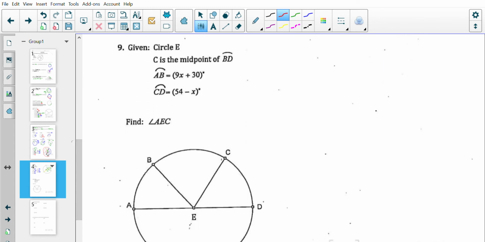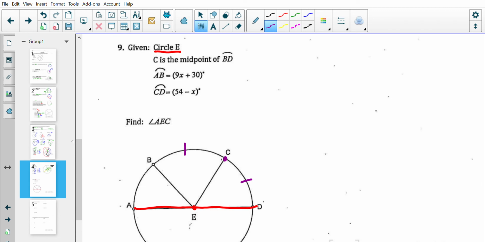Okay, let's move on. No new definitions, but just stepping up our algebra a little bit. We have circle E. That means E is the center of the circle, which means A to D is a diameter. Now they're also telling us that C is the midpoint of arc BD. Well, the midpoint of an arc is the same thing as the midpoint of a segment. It splits these two into two equal portions.